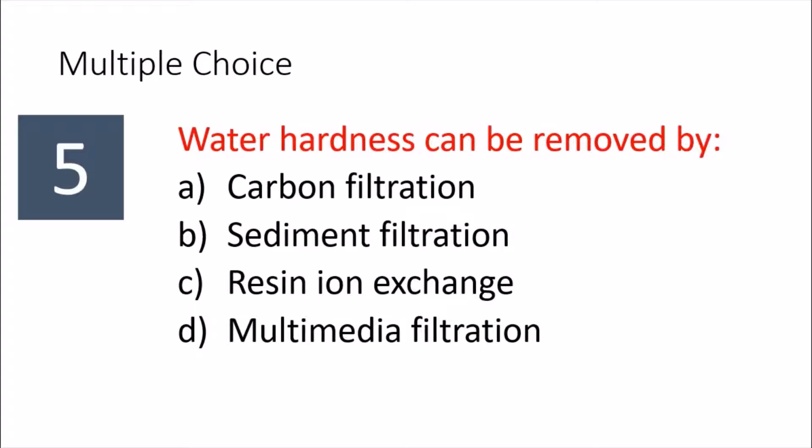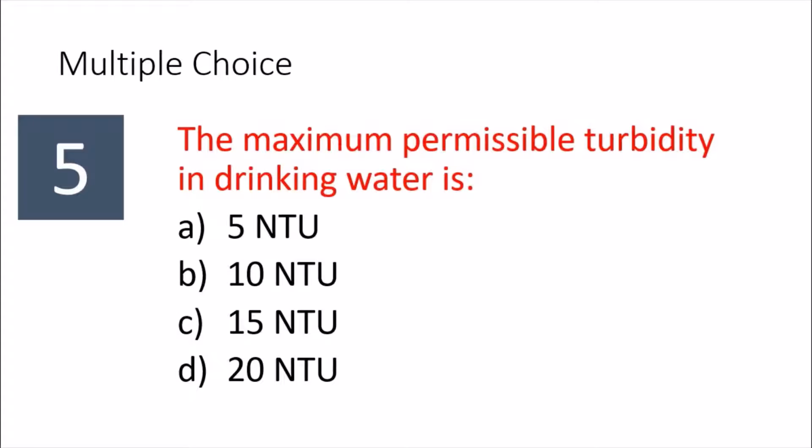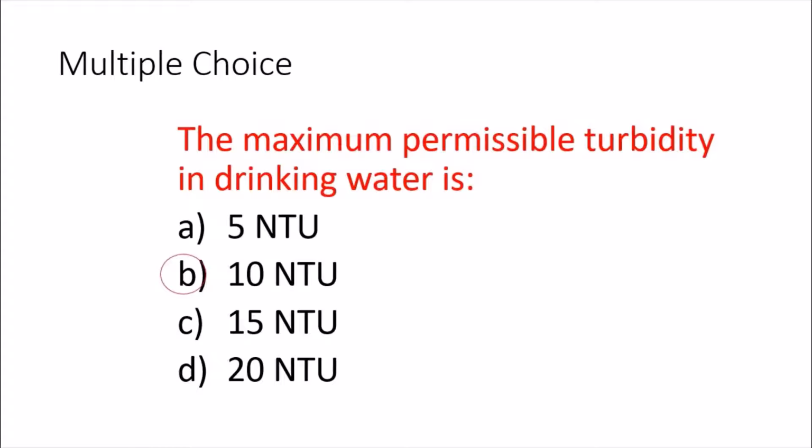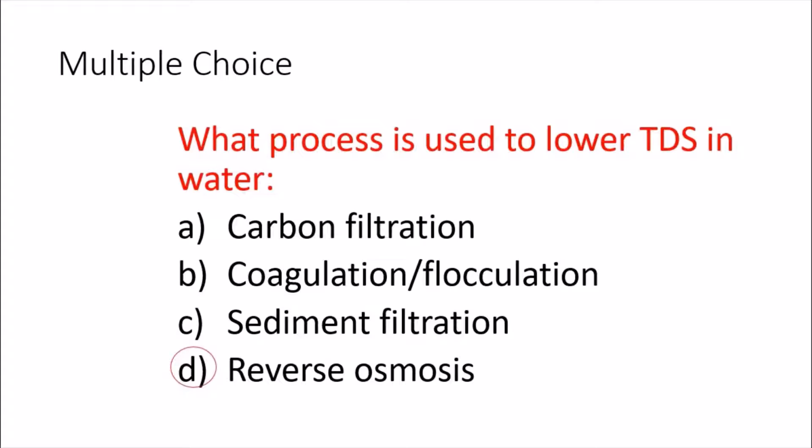Water hardness can be removed by ion exchange through resin. The maximum permissible turbidity in drinking water is 10 NTU. What process is used to lower TDS or total dissolved solids in water? The reverse osmosis or RO is the process used.